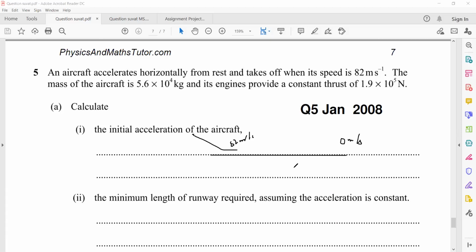But because air resistance is acting, acceleration decreases, or change in velocity decreases. So it will take a longer time to reach 82 meter per second. As it will take longer time to reach 82 meter per second due to smaller acceleration, we need a longer runway for that. Is it clear?